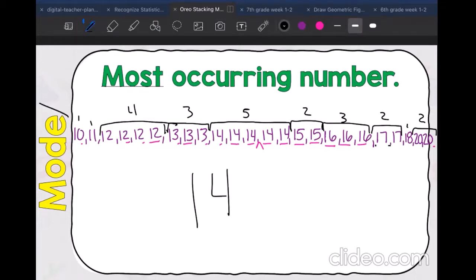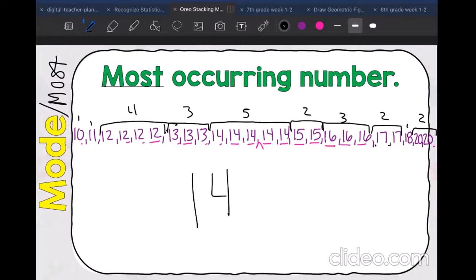Most. Another word to think of for mode: mosty mode. Kind of like, you know, Post Malone. Some people call him Posty Post or Posty. Mosty mode is the most occurring number, and that would be 14.